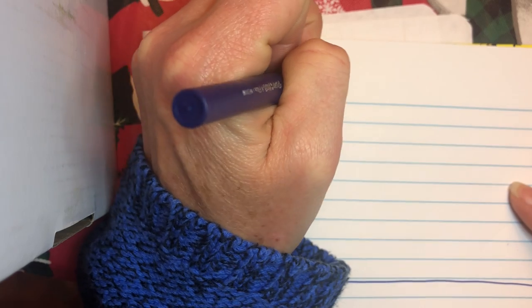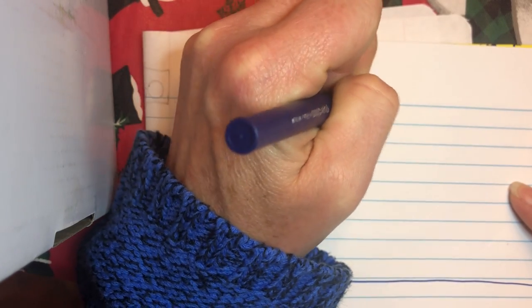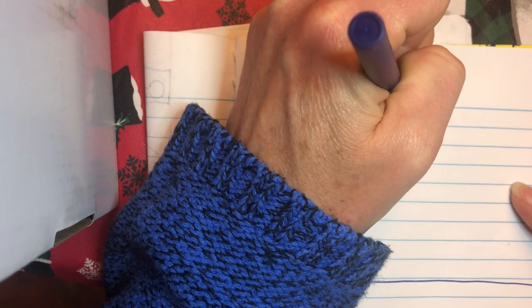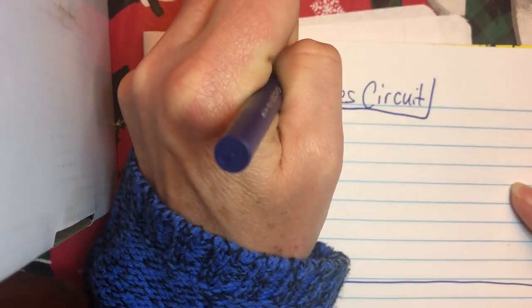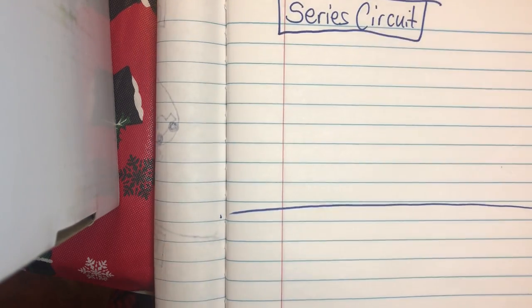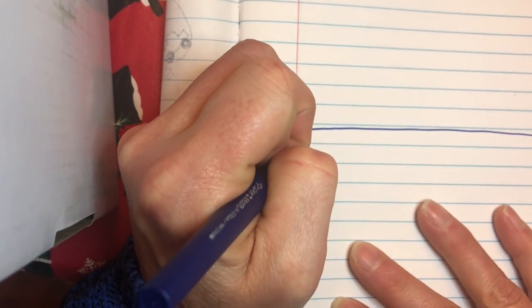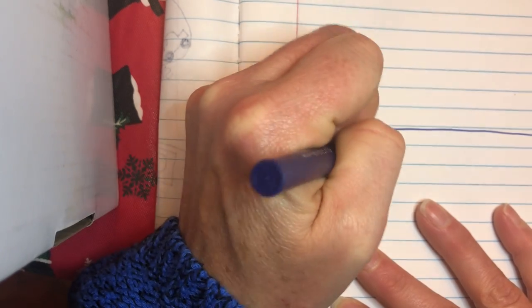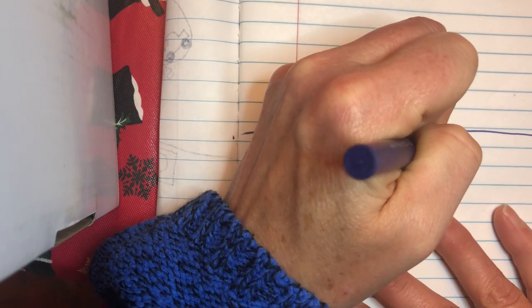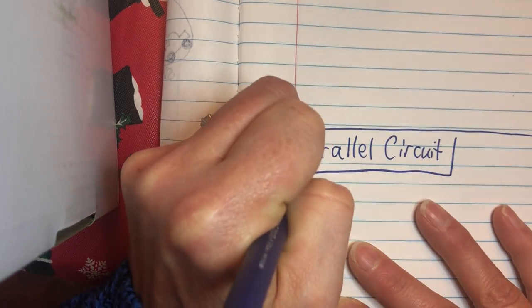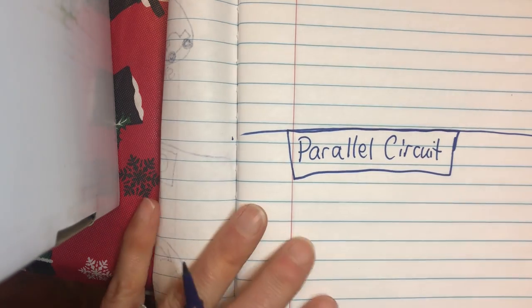I have two other types of circuits that I would like to teach you about. So if you could once again divide your page into half, okay? This top half we're going to call series circuit. Box it in so my title shows. The bottom half we're going to title parallel circuit. Series circuit and parallel circuit.